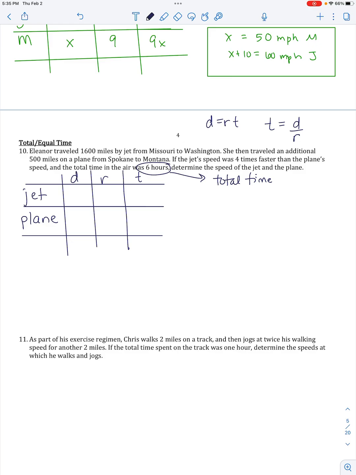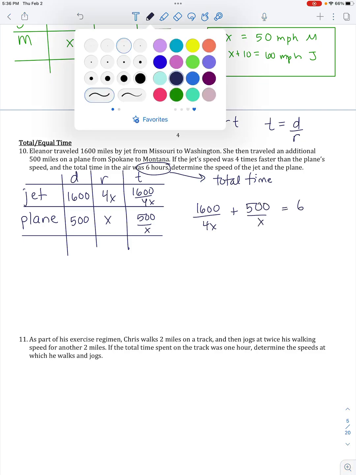So the jet's distance, it tells you, was 1,600 miles. The plane distance was 500 miles. The jet's rate was 4 times faster, which makes it 4x if the plane's is x. Now the time I'm going to get from time equals distance over rate. So I'm going to put 1,600 over 4x for the jet's time and 500 over x for the plane's time. And we want the total to add up to 6. So my equation is 1,600 over 4x plus 500 over x equals 6.